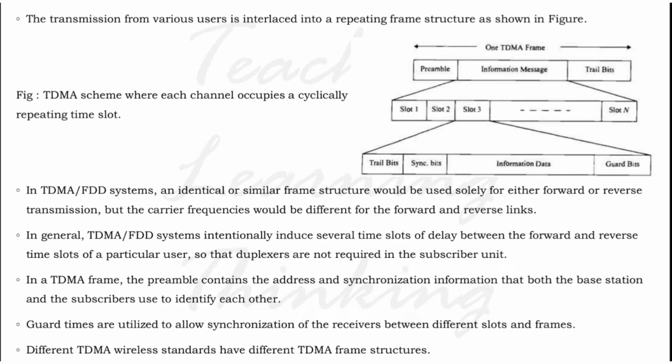In a TDMA frame, the preamble contains the address and synchronization information that both the base station and the subscriber use to identify each other. Guard times are utilized to allow synchronization of the receiver between different slots and frames. Different TDMA wireless standards have different TDMA frame structures.